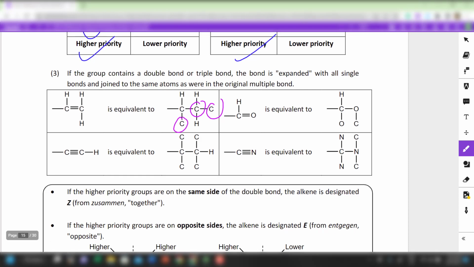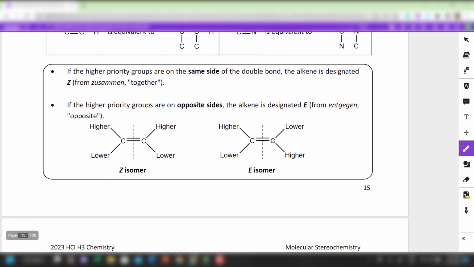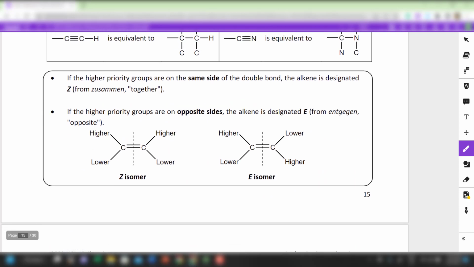Now these are actually German terms. If the higher priority groups are on the same side, we call it Z, as we mentioned earlier. If higher priority groups are on the same side, we call it the Z isomer. If they are on opposite sides, we call it E. These are German terms. I will not attempt to pronounce the German names, so I'll leave it up to you whether you want to find out how they are pronounced.